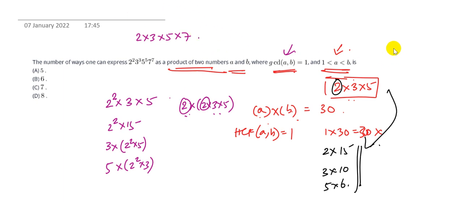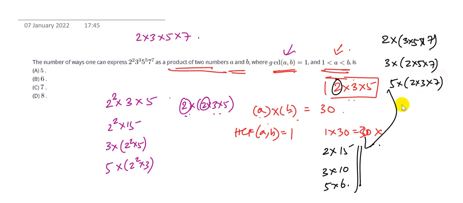Very simple. 2 into 3 into 5 into 7. This is 1. Right? Yes. 3 into 2 into 5 into 7. This is 1. 5 into 2 into 3 into 7. This is 1. 7 into 2 into 3 into 5. This is 1.